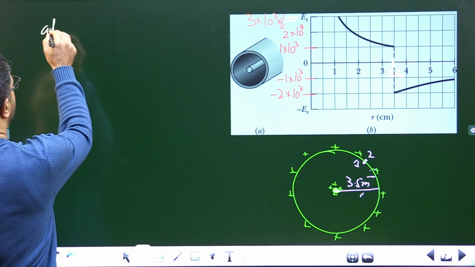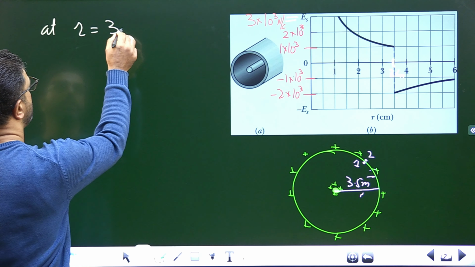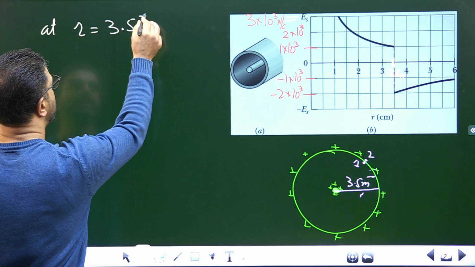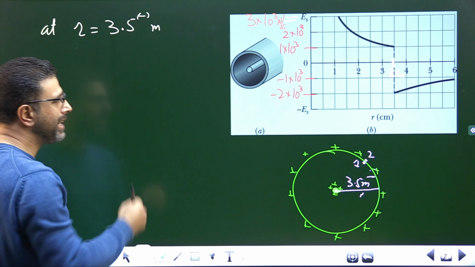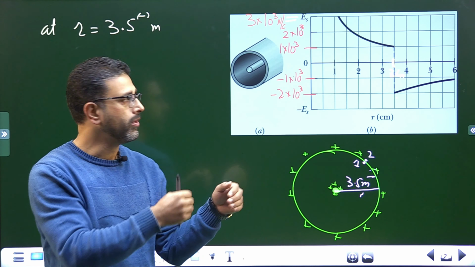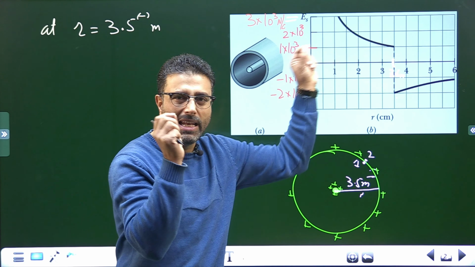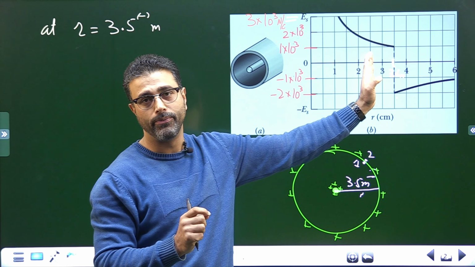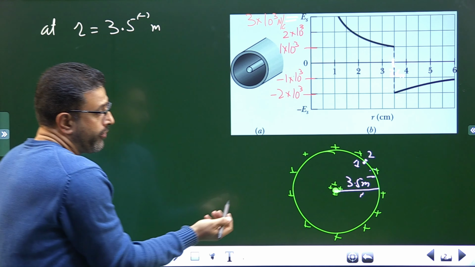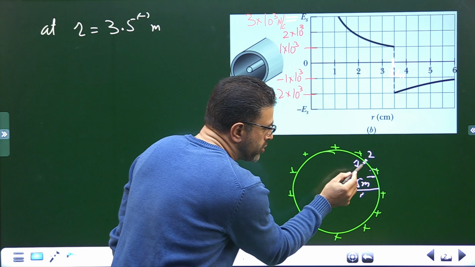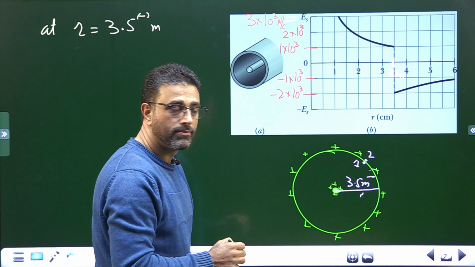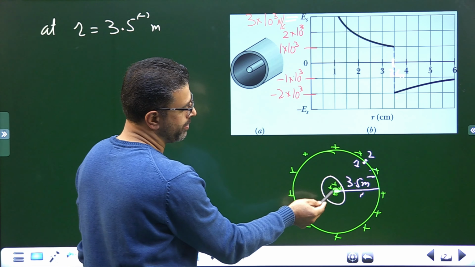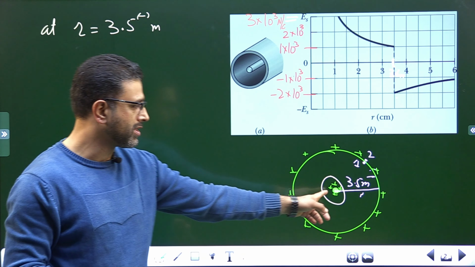That means at r equal to 3.5 minus meters. 3.5 minus is a little less than 3.5, only a teeny little bit less than 3.5. If you are a little less than 3.5, that means you are on the inner side. That means the field will be only because of this charged cylinder here.